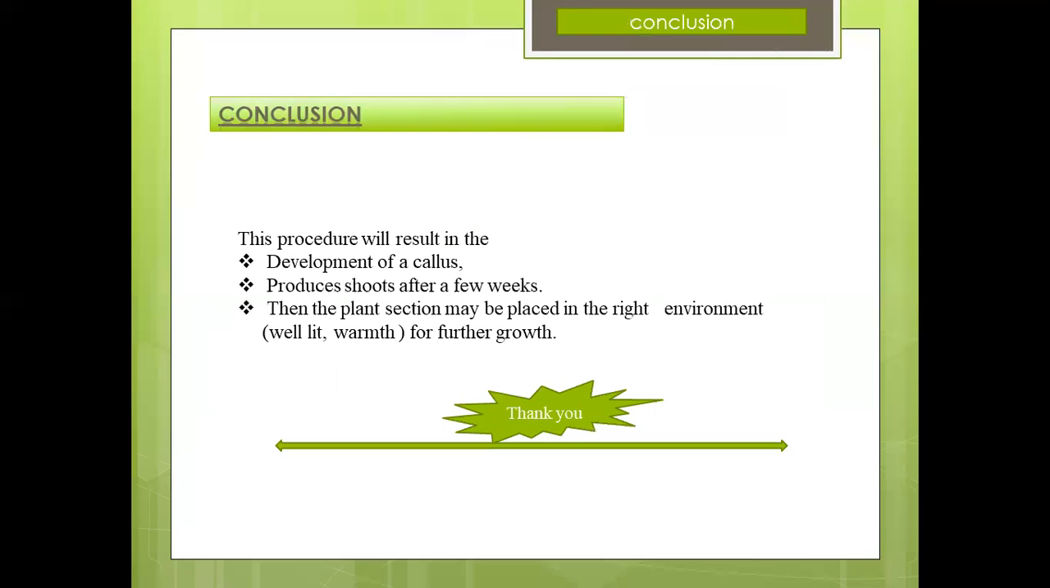After all of this process, the result is the development of callus, which then produces shoots after a few weeks. Once the shoot develops, the plant section may be placed in the right environment, well lit and warm, for further growth. Here the tissue culture steps are completed.